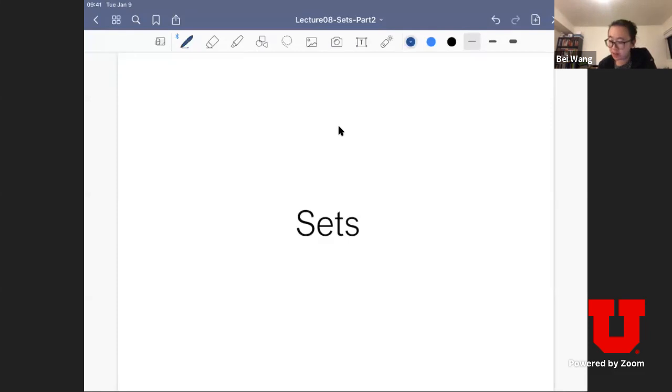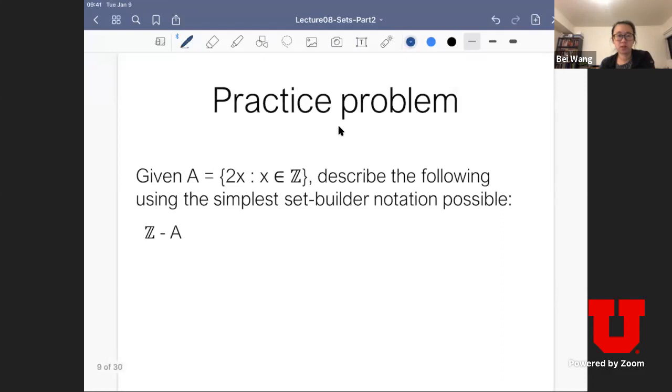Now let's look at sets. So first practice problem, give you a set A. What is A? A is a set of all even numbers. We want to describe Z minus A. So Z is a set of integers. Z minus A is every integer that is not even.